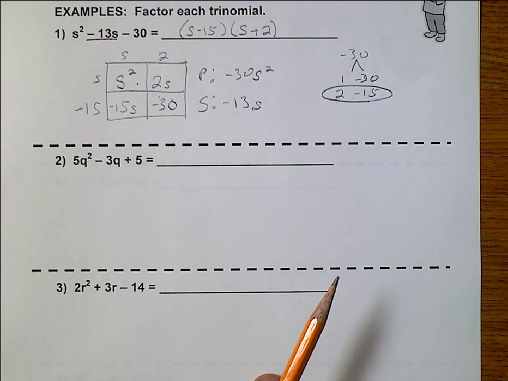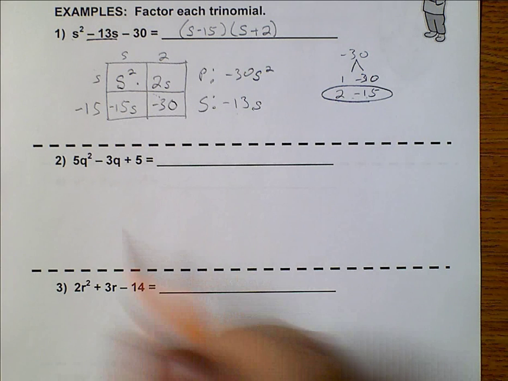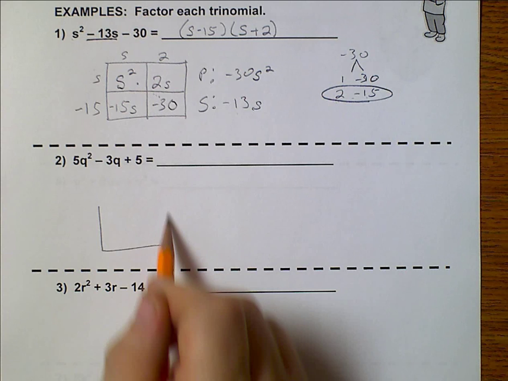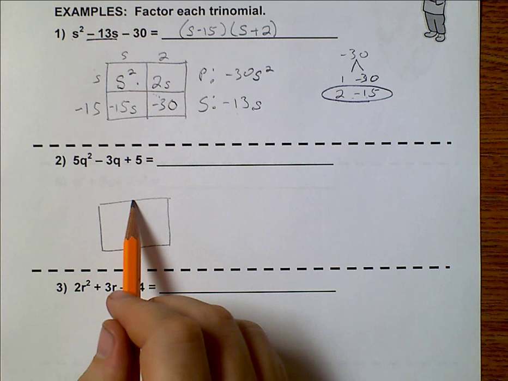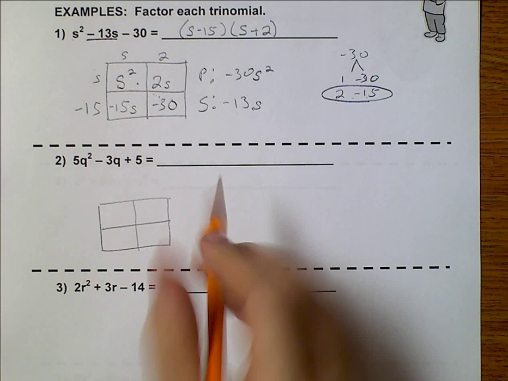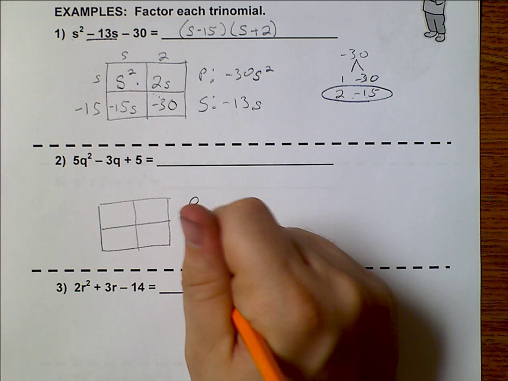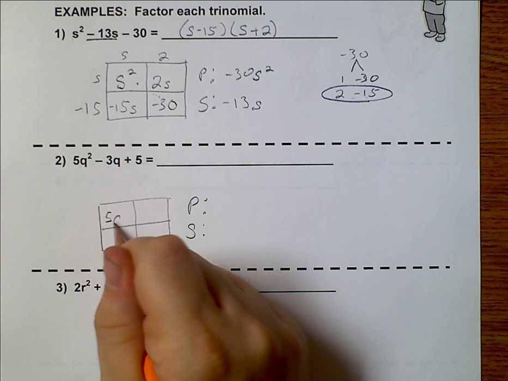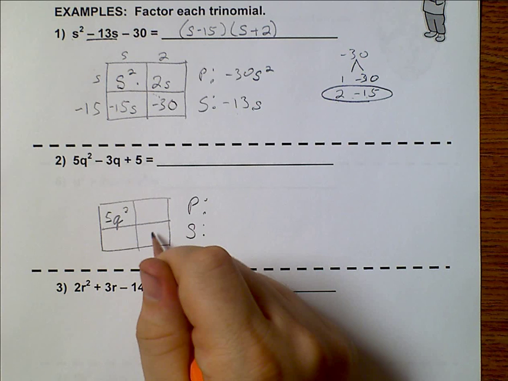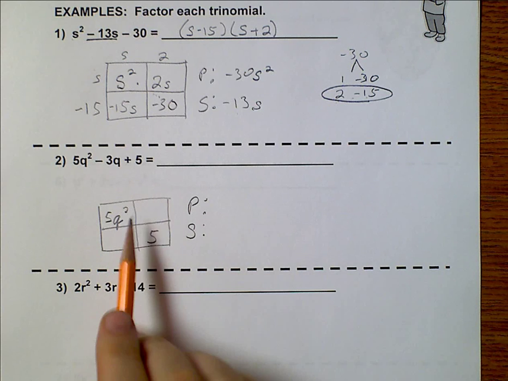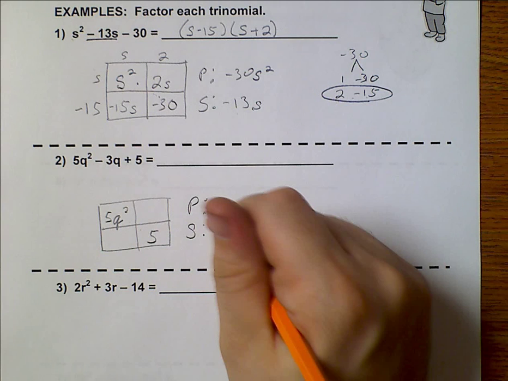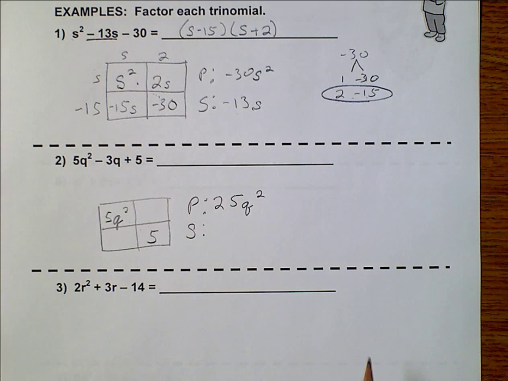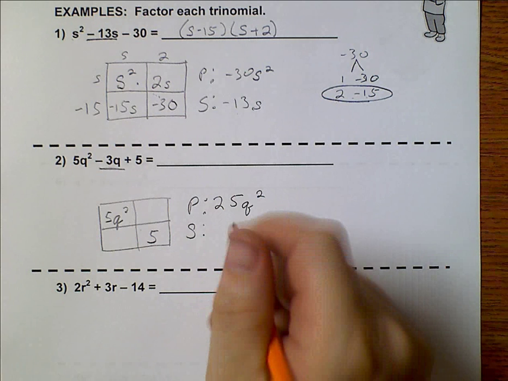Let's go ahead and take a look at example number 2. Again, I'm going to start with my box. And I need my product and my sum. Well, the first number goes here. Well, 5 times 5 gives me 25q squared. And my sum is a negative 3q.